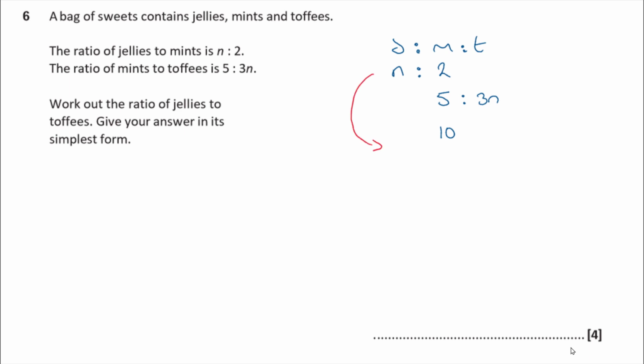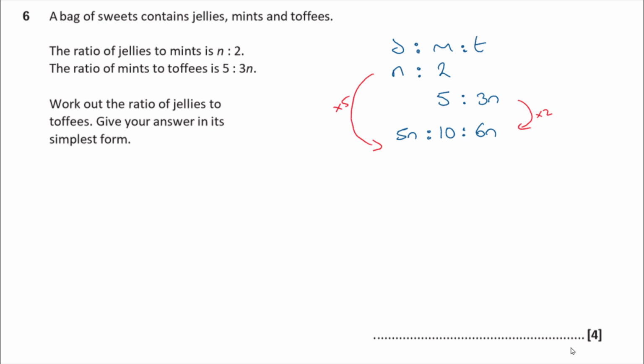To scale that up so that the mints is 10, I would need to multiply through by 5, wouldn't I? Doing that to the n as well, I'd get 5n to 10 as the equivalent ratio. And then on the other side, 5 to 3n. If I want to make it 10, I'm going to have to double it, aren't I? I'm going to times that by 2. So 5 times 2 is 10, and 3n times 2 gives me 6n. So I've got 5n to 10 to 6n.